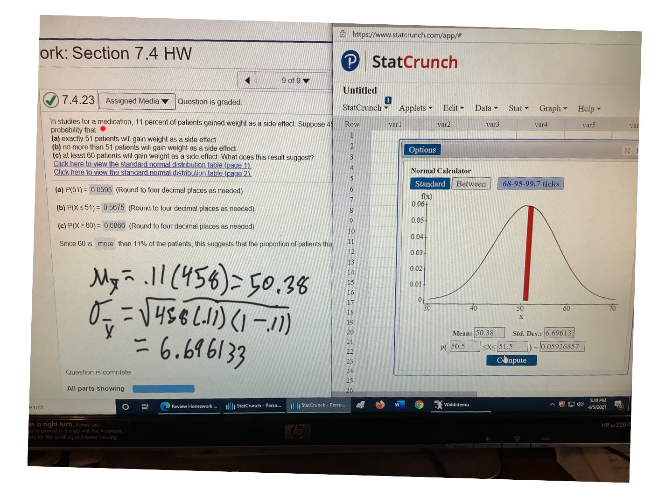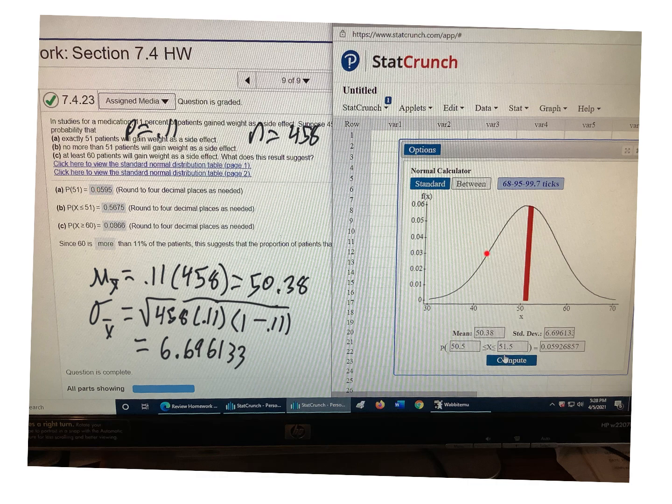In a study of a medication, 11% of the patients gain weight as a side effect. Suppose, I guess I chopped it off here. Yeah, you're dealing with 458 patients. So, p is 11% and n is 458. Okay, you want to find the probability that X equals 51.